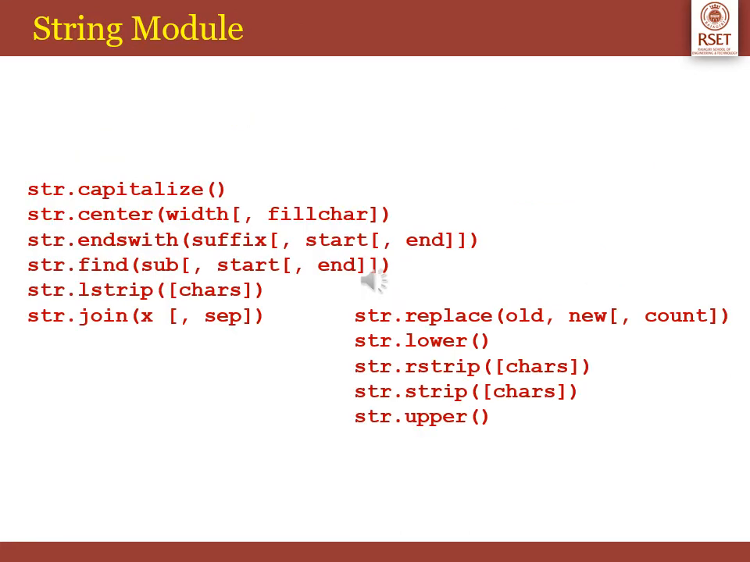The string module consists of a number of useful constants, classes and functions. These functions are used to manipulate strings to do different types of operations. Sample examples of functions are given over here. The list is very exhaustive, which can be referred from the textbook.